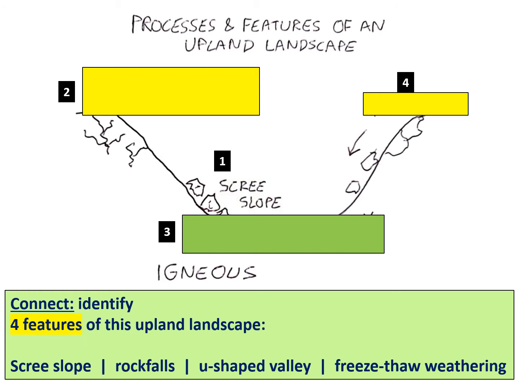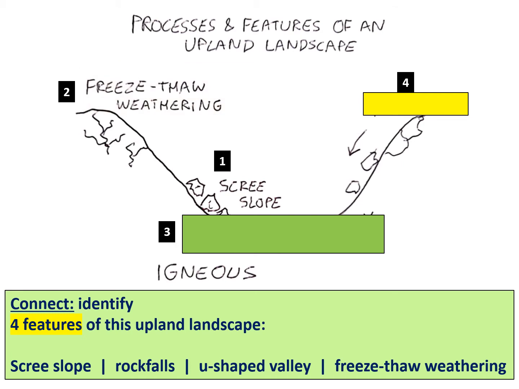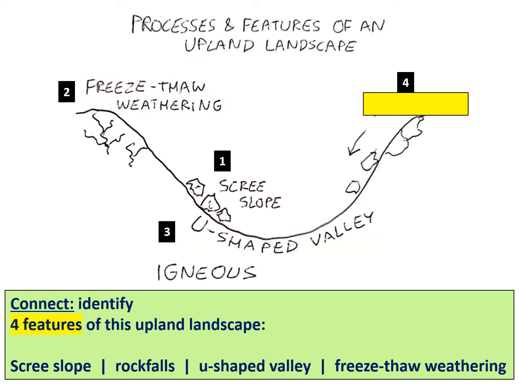Answers. Scree slope was number 1, that's the pieces of rock broken off as a result of freeze-thaw weathering or the rock falls. Number 2 was freeze-thaw weathering. 3 was our U-shaped valley caused by glacial erosion. And 4 was rock falls.